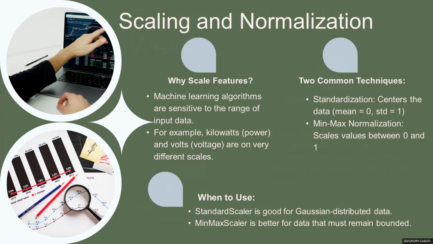All right, so we have two common techniques we can apply in terms of scaling features. We have standardization, which centers the data so that the mean is equal to 0 and the standard deviation is equal to 1. We also have another method called min-max normalization, the minimum maximum normalization, which scales values between 0 and 1. So it gives a range. Now, when to use which? Standard scaler is good for Gaussian distributed data, while the min-max scaler is better for data that must remain bounded.